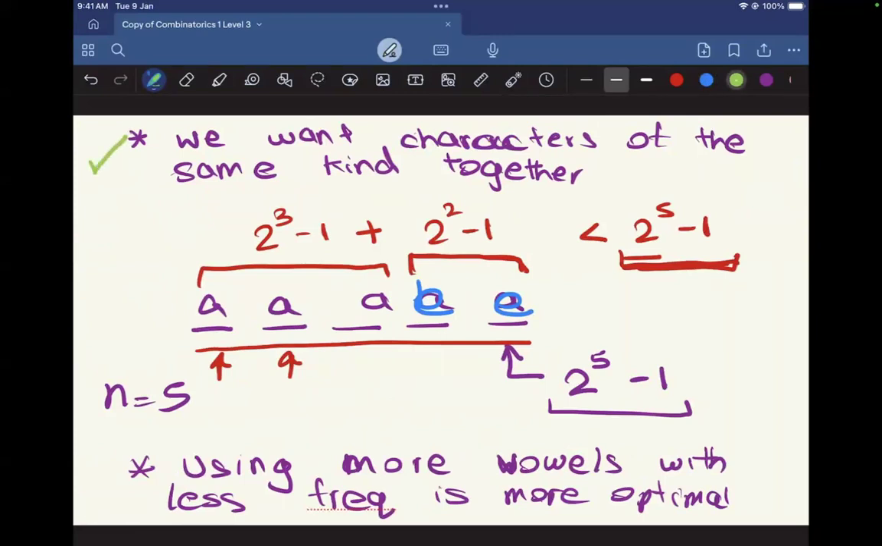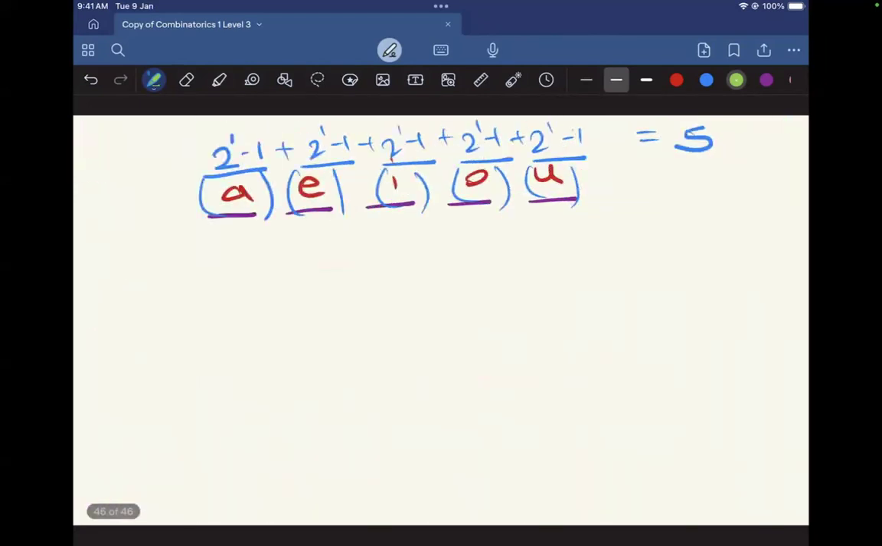First of all, we want to have all characters of the same kind together, and using more vowels with less frequency is always optimal. So since we have proved this, let's say we are given n, all right? n is equal to 7. We want to distribute this among these 5 vowels as equally as possible.